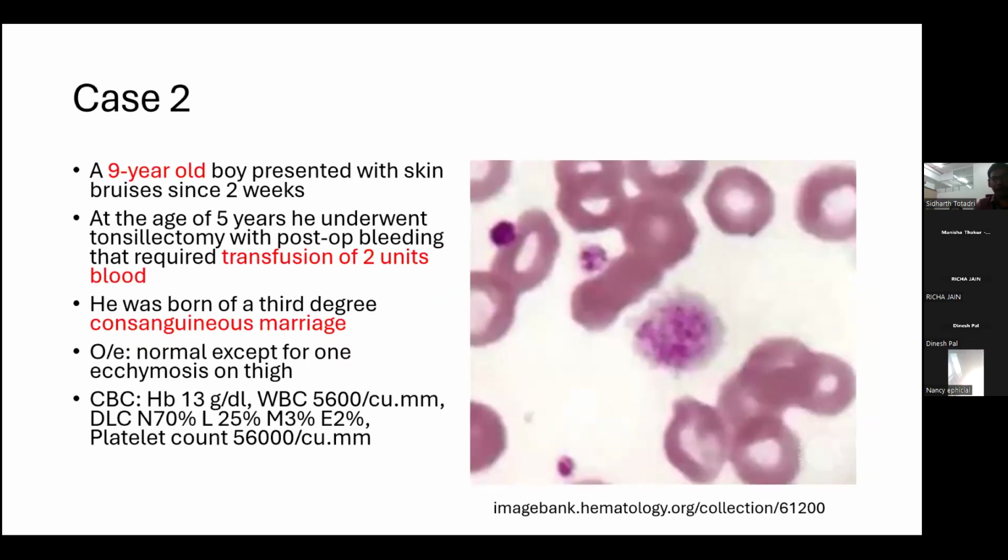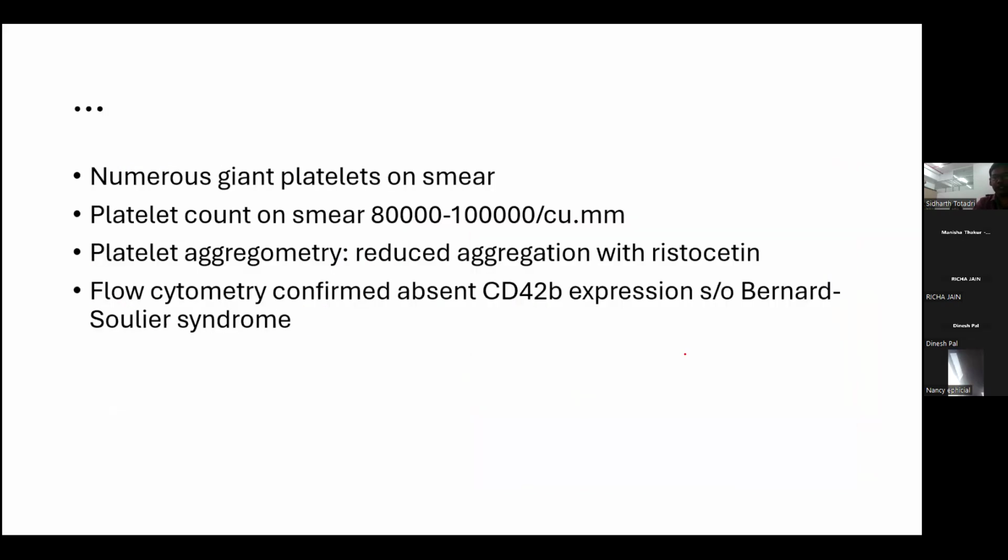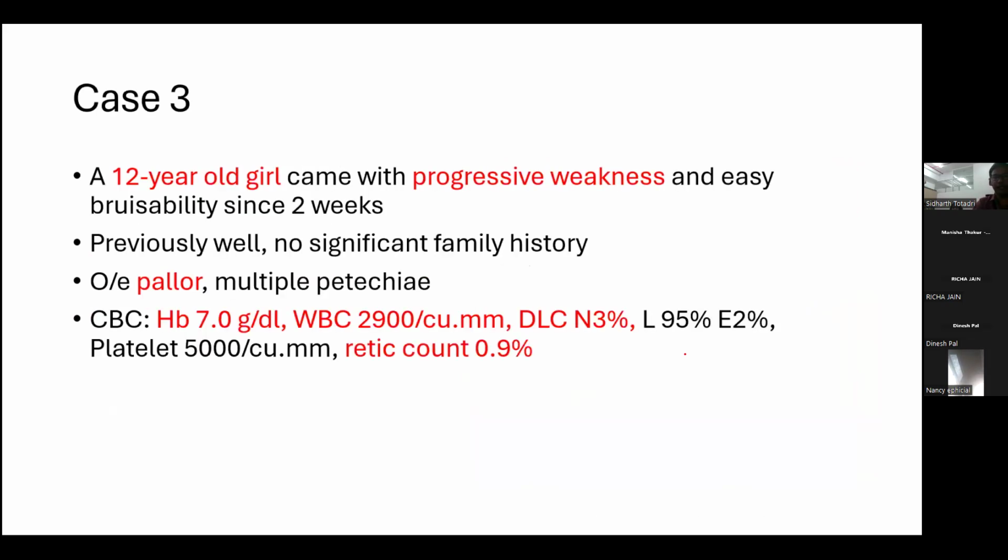Another child, a 9-year-old boy, again with recent onset history of skin bleeding. But remember, the past history has also shown that there has been a significant bleed. This child was born to a consanguineous marriage. With all these red flag signs, and the peripheral smear also showing very large platelets, we went ahead and investigated. This was not ITP, this was Bernard-Soulier syndrome, an inherited platelet defect.